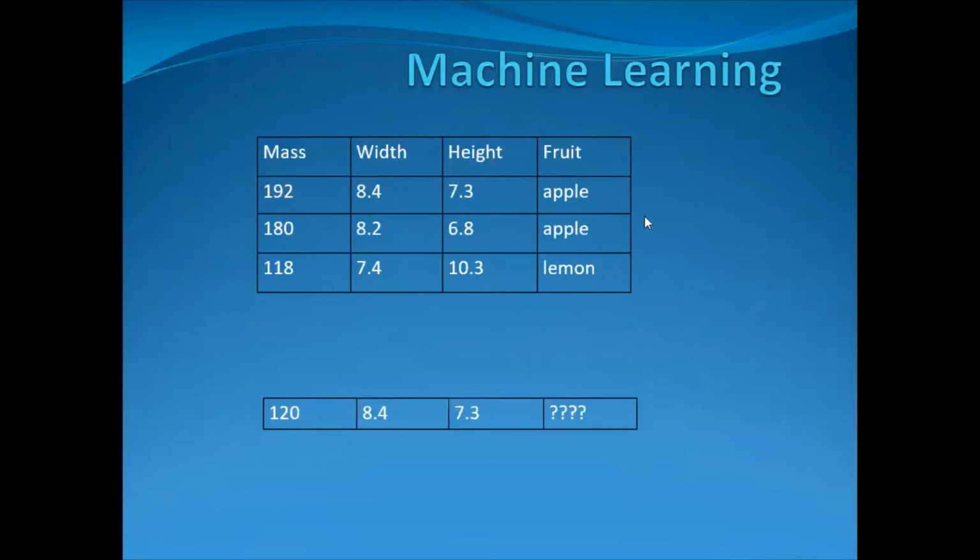So initially we give this data to the machine learning model. The machine learning model will learn it. And finally, after that, we give data like this: mass of 120, width of 8.4 and height of 7.3. And we will ask the machine learning model to predict. Yes, it will predict the fruit. This is how supervised learning works.